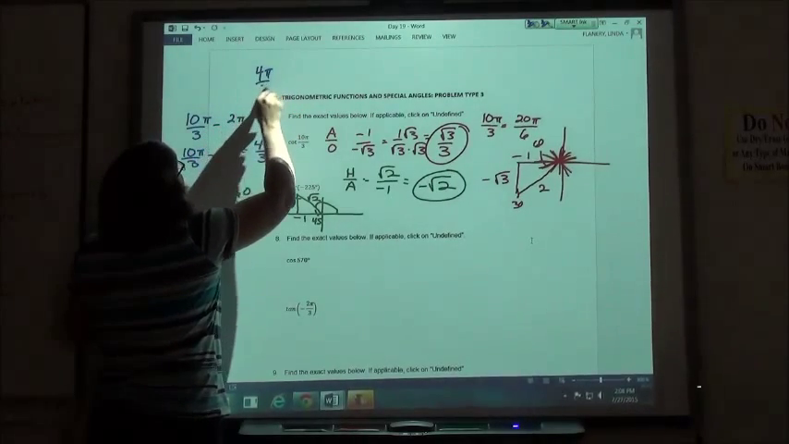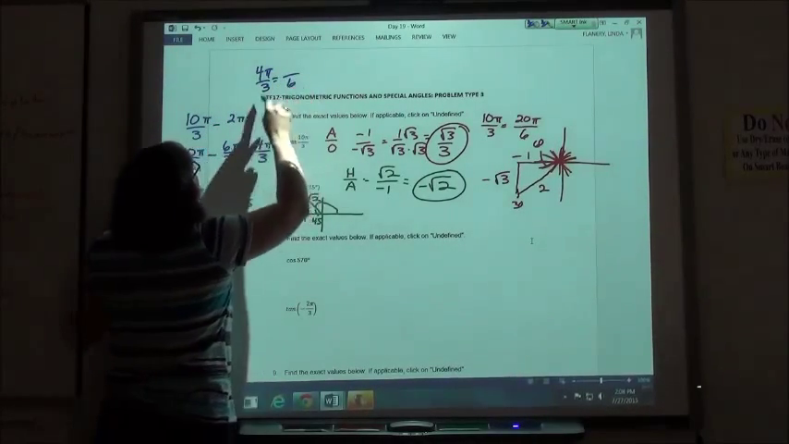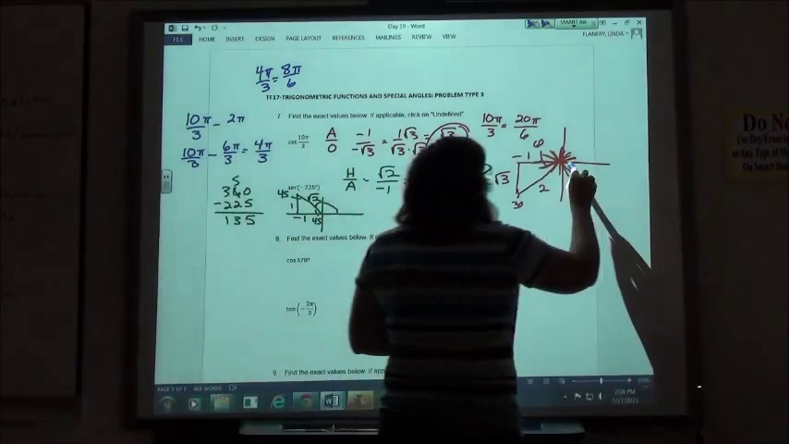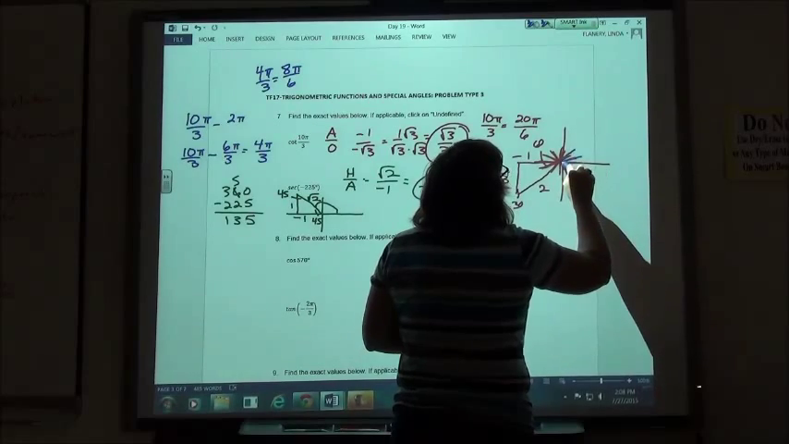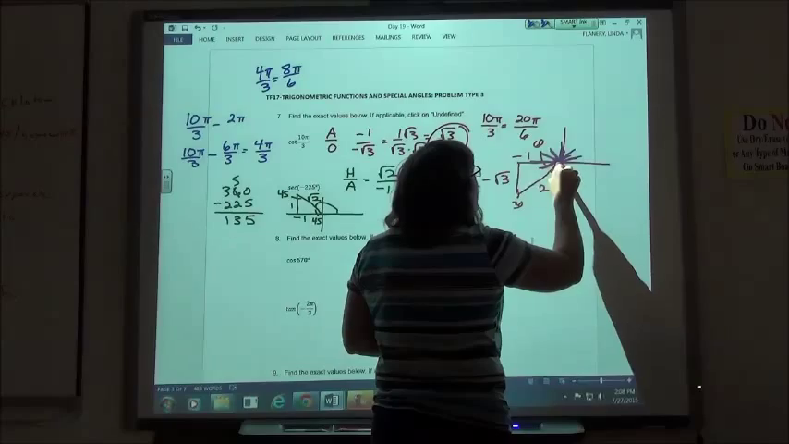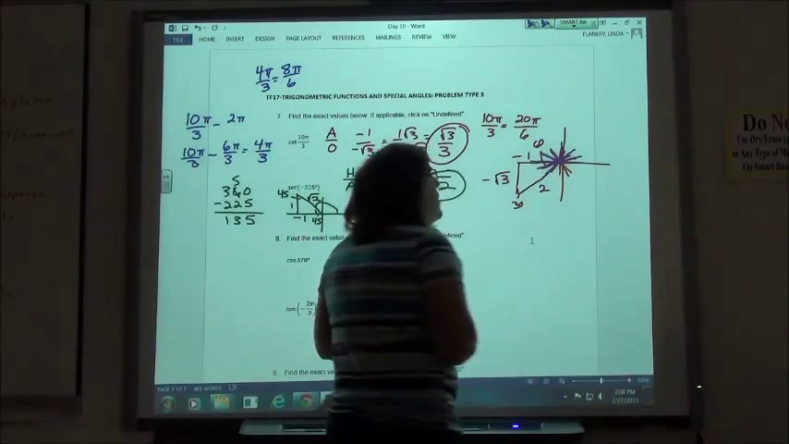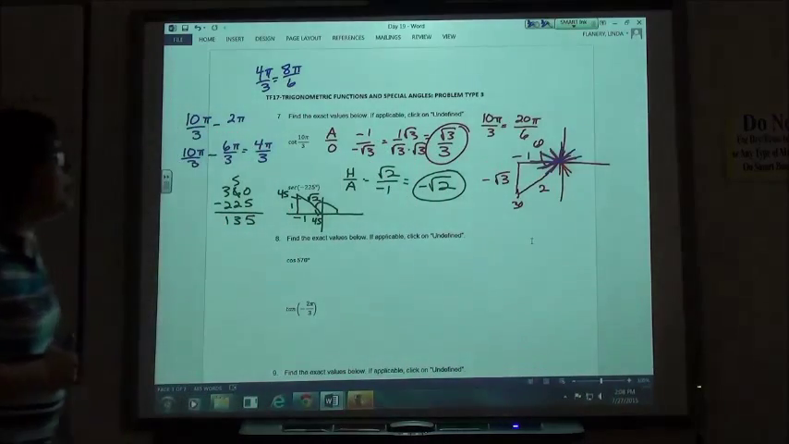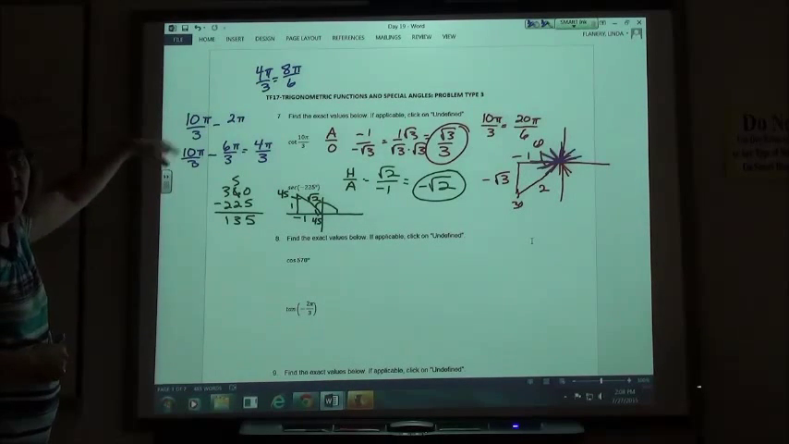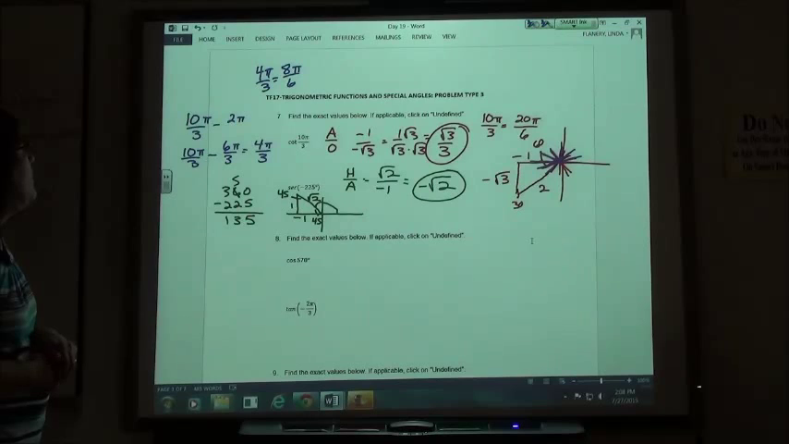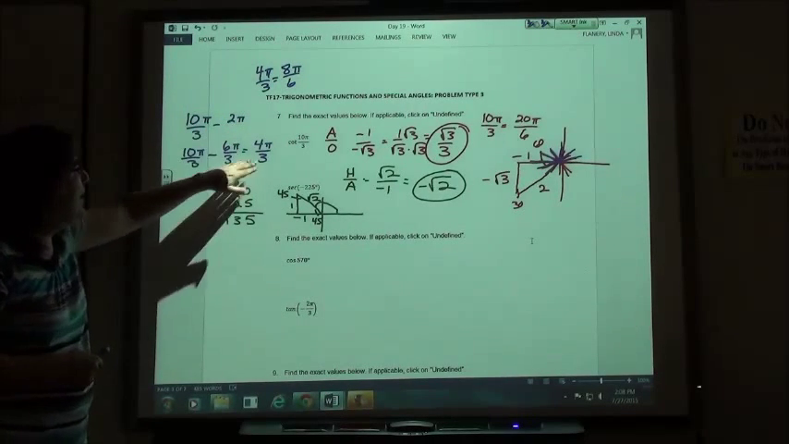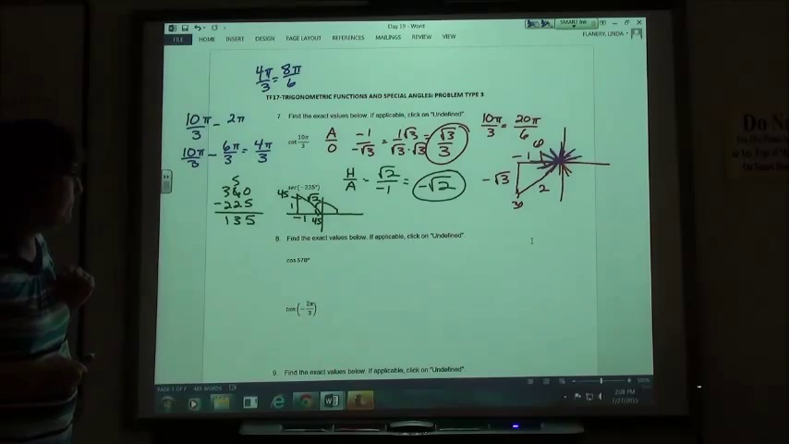4 pi over 3, if I make it over 6, would be 8 pi over 6. So 1 pi over 6, 2 pi over 6, 3 pi over 6, 4, 5, 6, 7, 8. You can see I ended up in the same spot, but didn't have to count around 20 pi over 6 by simplifying my value. Since I know I went around once, I could take off the 2 pi, leaving me 4 pi over 3.